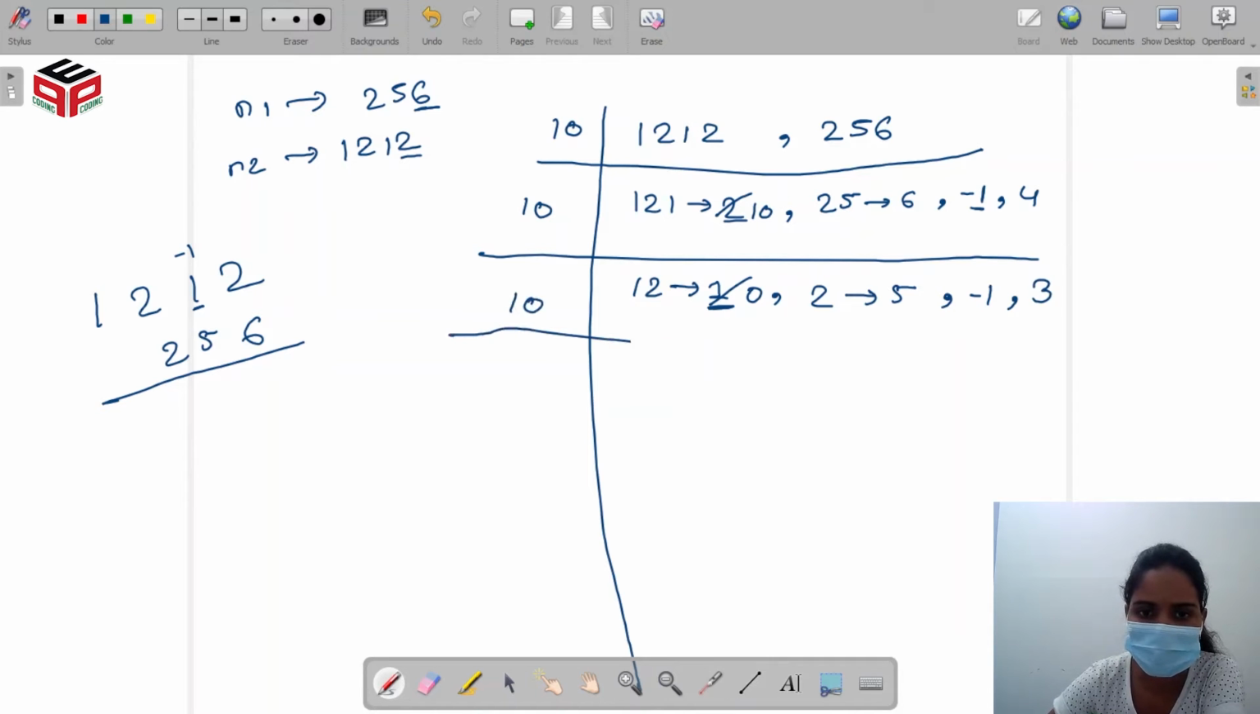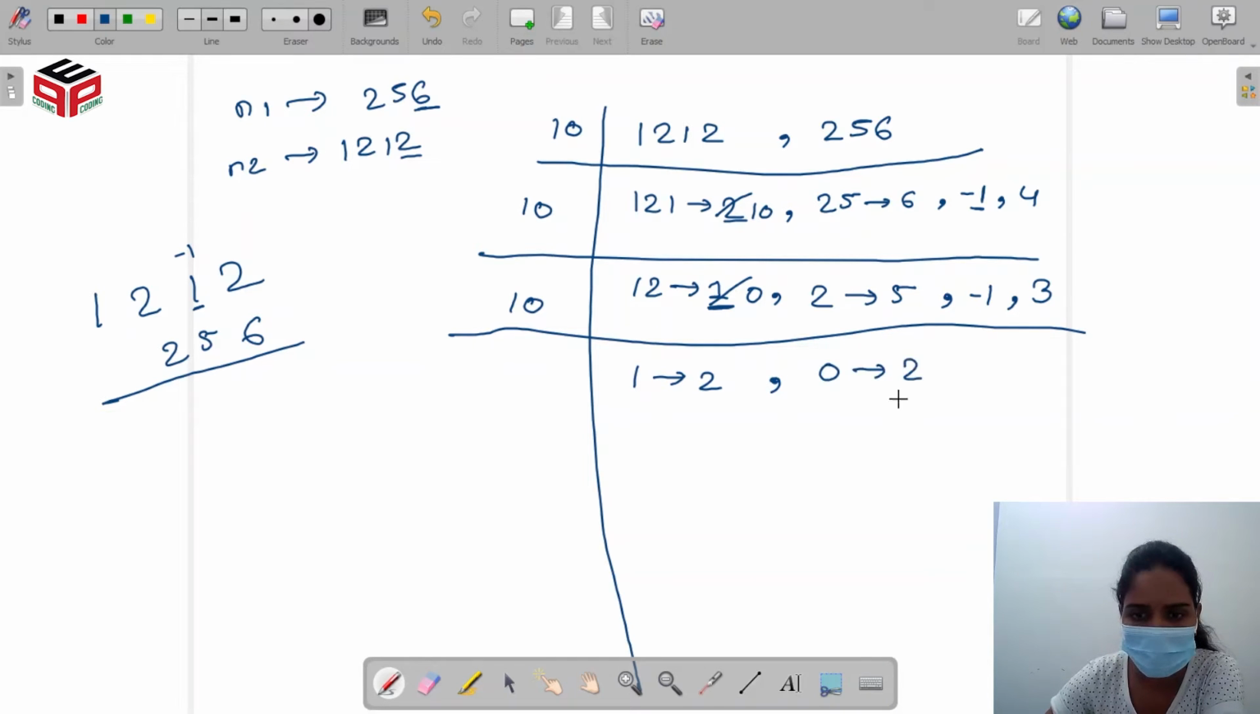Again, subtract these numbers. Quotient 1 and remainder 2. Then quotient 0 and remainder 2.